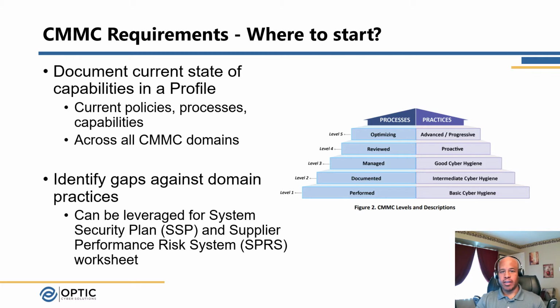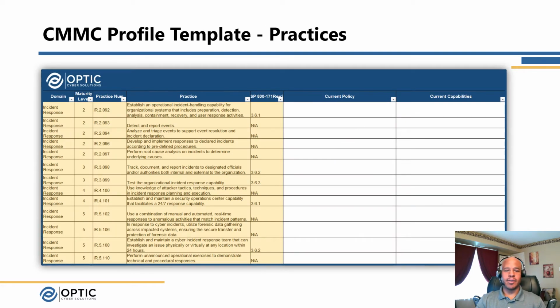It's also helpful to use that profile as you go forward to build out the System Security Plan, or SSP, and even the SPRS worksheet, both of which will be required for CMMC as artifacts as part of that process. So here we have our profile template for CMMC. Highlighted in yellow, you have the domain on the left-hand side, the maturity level for the domain or specific practice, the practice ID number, the actual practice statement, and we also include a column for reference to 800-171 where appropriate.